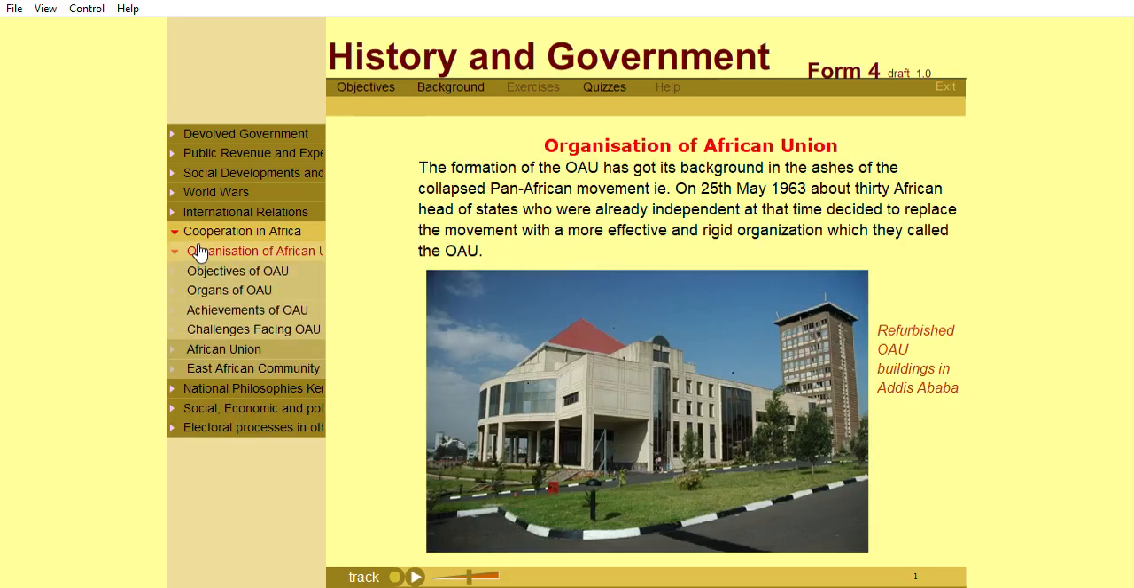The formation of the OAU has its background in the ashes of the collapsed Pan-African movement. On the 25th May 1963, about 30 African heads of state who were already independent at that time decided to replace the Pan-African movement with a more effective and rigid organization, which they called the Organization of African Unity, OAU.